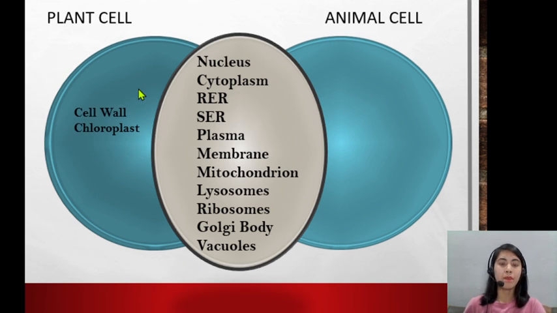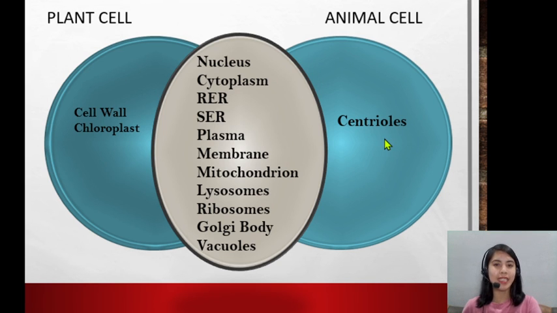Ano naman yung parts na meron lang si plant cell pero wala si animal cell? These are the cell wall and the chloroplast. At ano naman yung part na meron si animal cell pero wala si plant cell? And this is the centrioles. So those are the parts and function of the plants and animal cell.